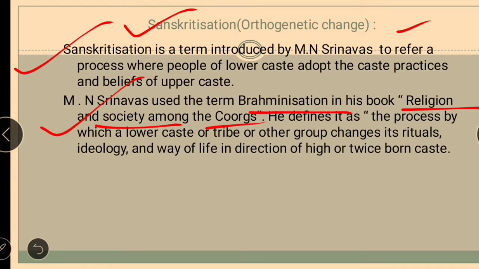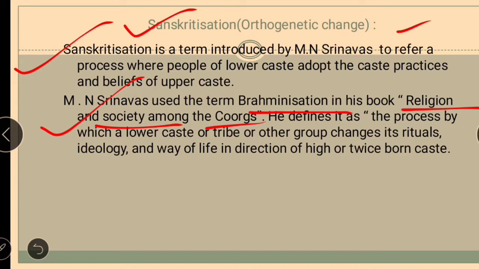Basically, Brahmanization means the lower caste groups adopt practices such as giving up meat eating, alcohol, etc. These practices are basically of higher caste groups. Even lower caste people try to imitate those rituals of the higher caste group, which in brief is known as Sanskritization, right? Or you can say Brahmanization. But later on, Srinivas widened this concept and said that people are not only imitating Brahmins, but they imitate the group above them in the hierarchy.